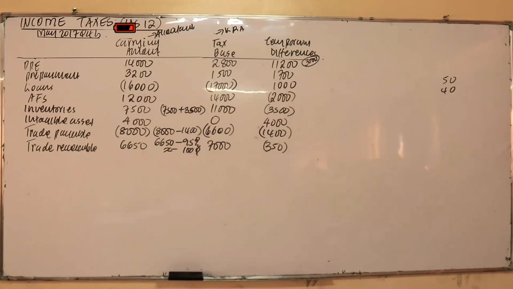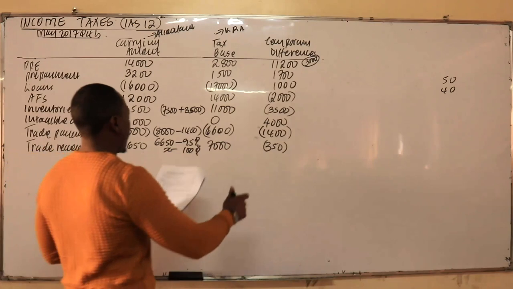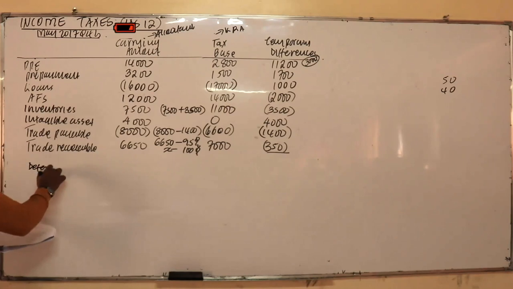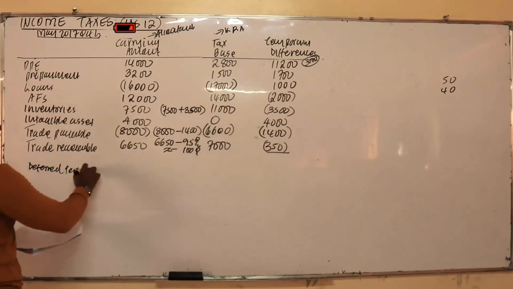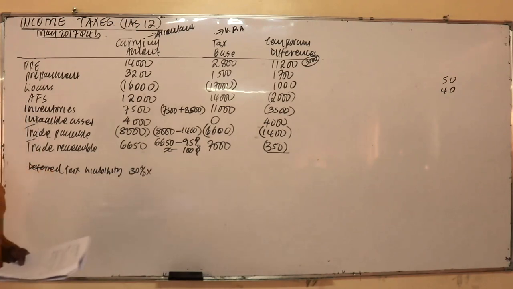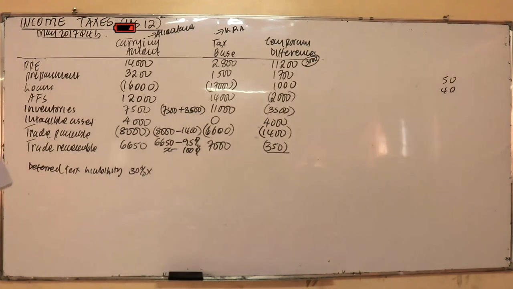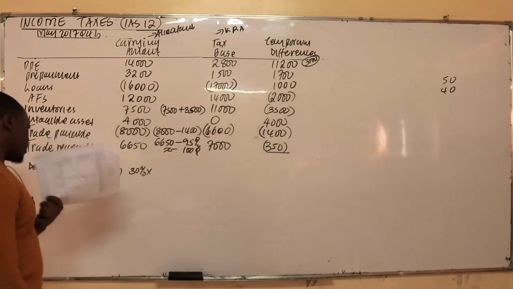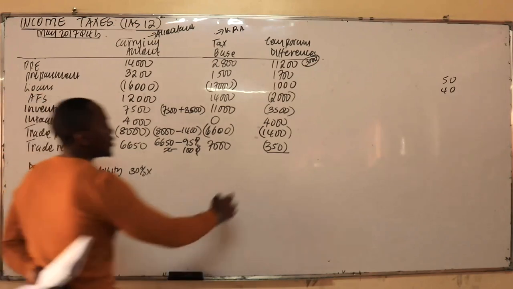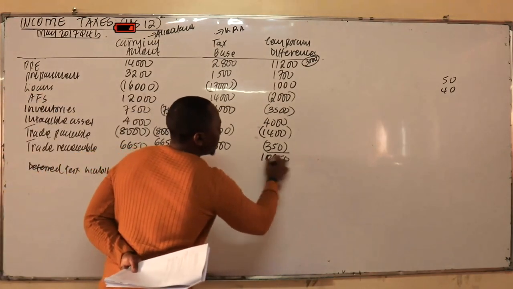Zero. Good. Other assets, the carrying amount and the tax base are the same. That means there is no temporary difference. Now give me the total. You get an amount of 10,650. Now let's get the deferred tax.